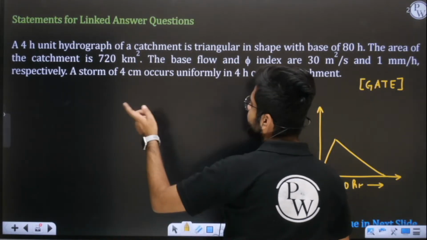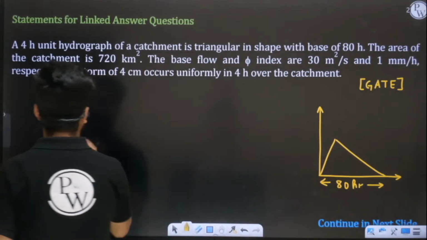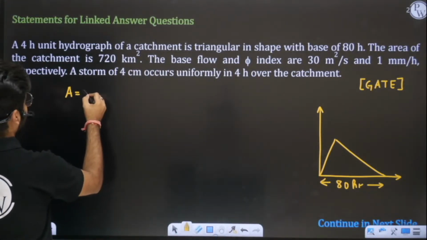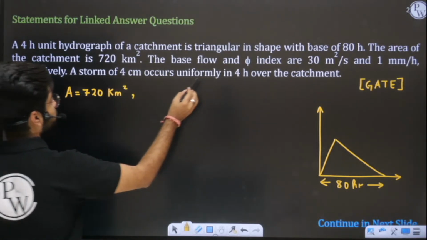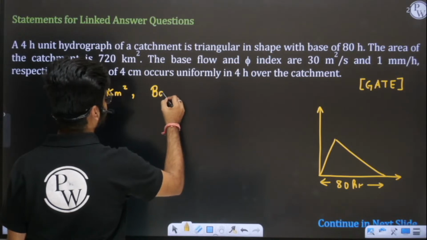What else? The area of the catchment is 720. So area is also given to me. Base flow is given to me as how much? 30 meter cube per second.